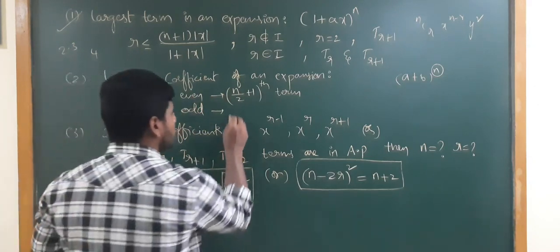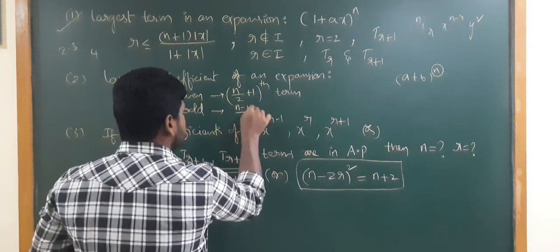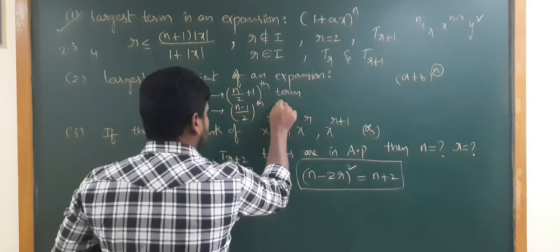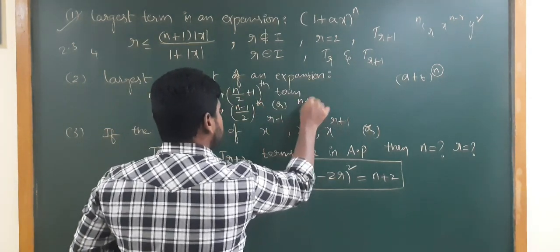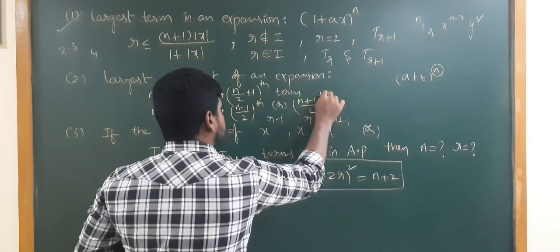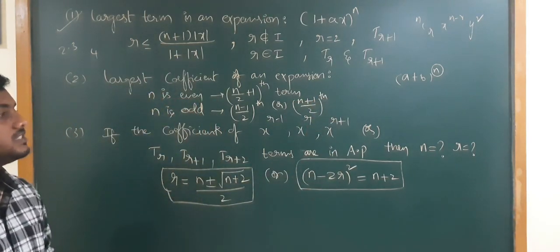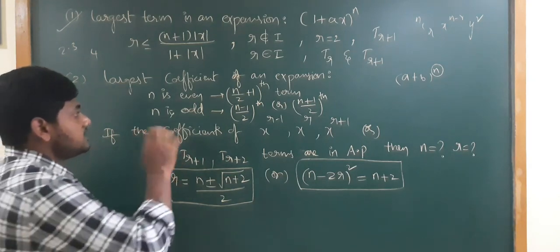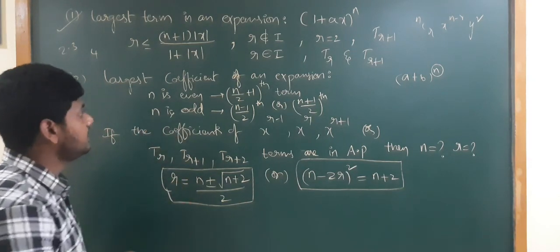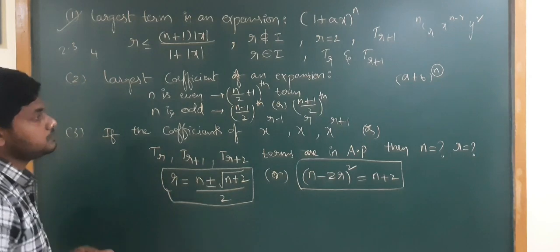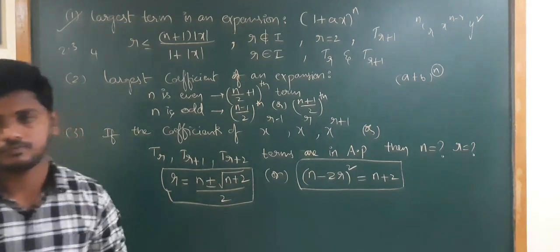If n is odd, the n minus 1 by 2 or n plus 1 by 2 terms. In those two terms, we will get the largest coefficient of this expansion. See, understand carefully, write clearly. Based on these three concepts, we will solve problems.